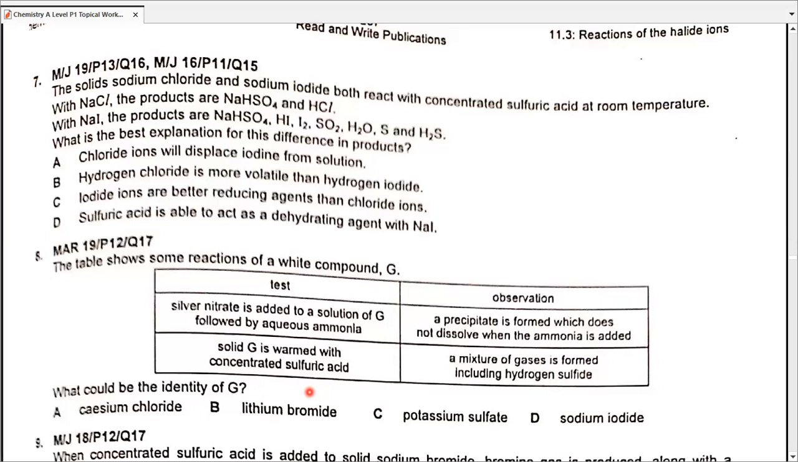Sir, C. Good. Now, how come C? Previously I was discussing, yeah, go ahead. All the groups have better reducing agents.